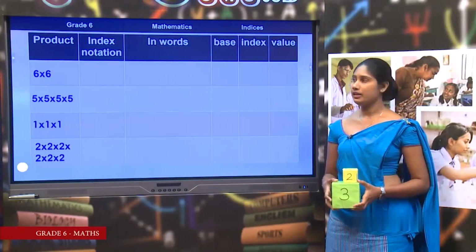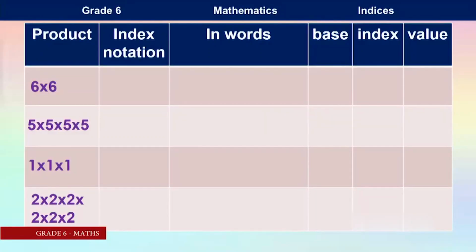Okay, here there's a table. We have to complete it. Here, the first one I have given to you is the product, and you have to write it using index notation and in words, and what is the base and index. Finally, you have to write the value. First one, that is 6 into 6, that is in index notation 6 to the power 2. In words, what is the other way we read this? That is 6 squared. Then base is 6 and index is 2.